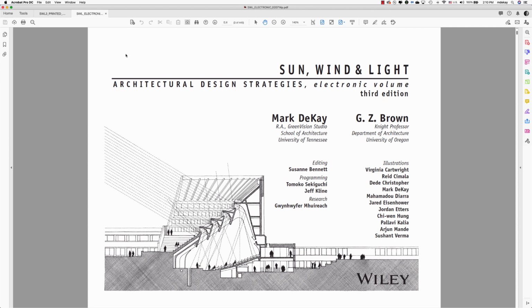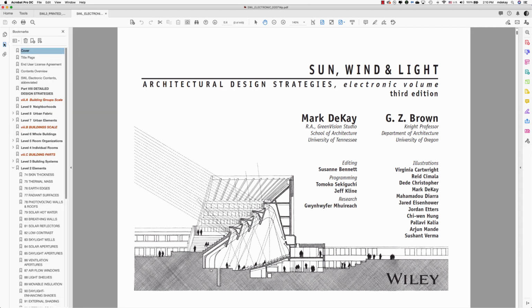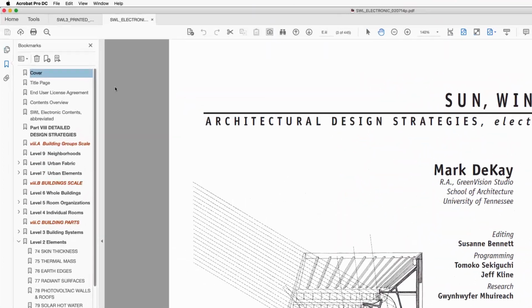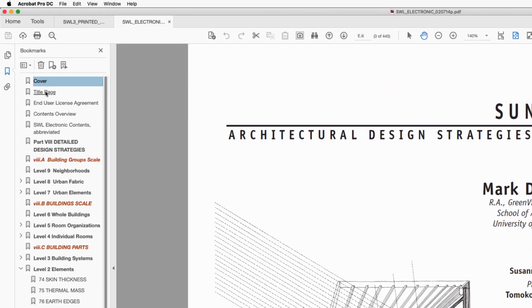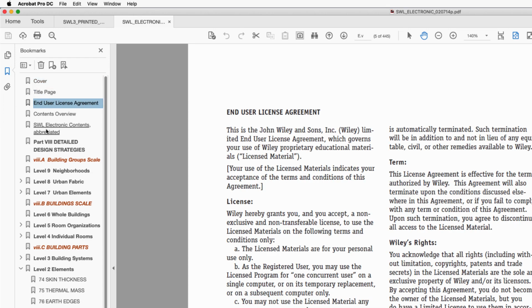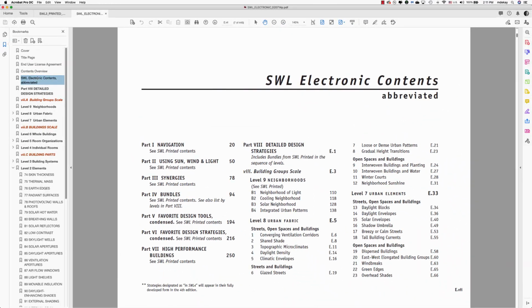And the nice thing about this one is it has built in some bookmarks. So over here we see some bookmarks on the left. We're now on the cover page. We can just navigate this way, find the title page. Let's go down to contents. So you can have the abbreviated contents in here, just like you saw in the printed volume. This only here is referencing what's in the electronic volume.